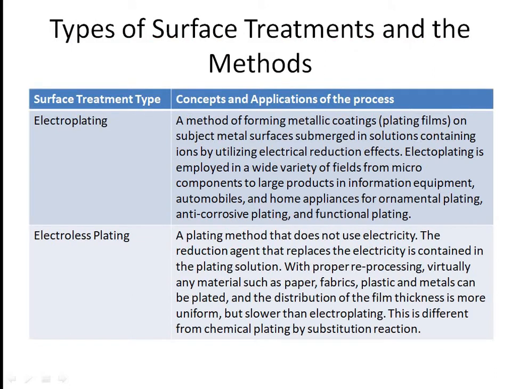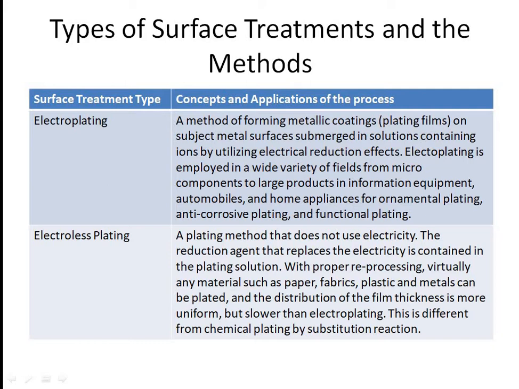Now we will see the different types of surface treatments and methods. First of all, we will see the surface treatment type, and next the concept and applications of the process. First of all, electroplating. Now what is electroplating? You have already learned electroplating in previous subjects. So what is the meaning of electroplating?